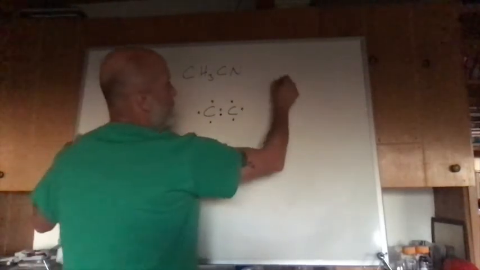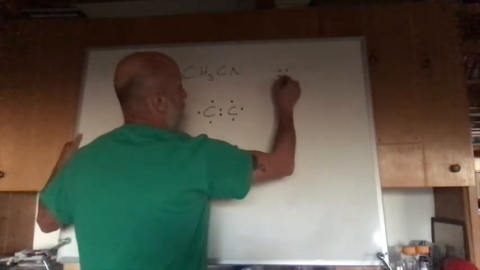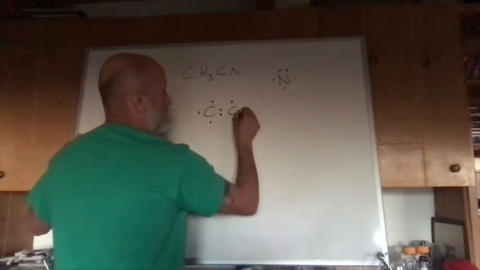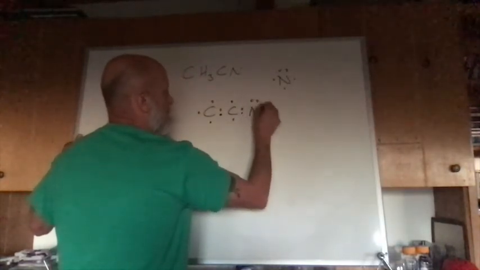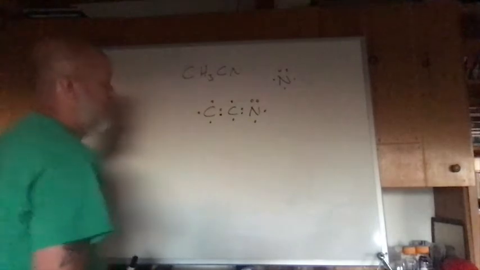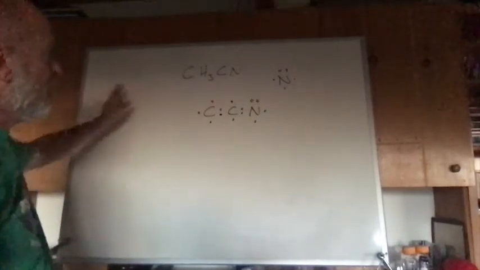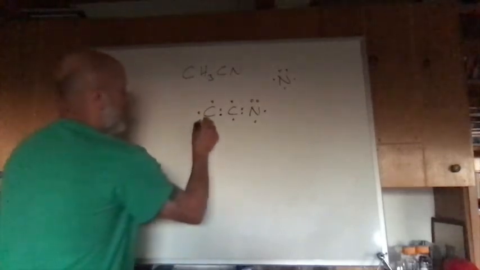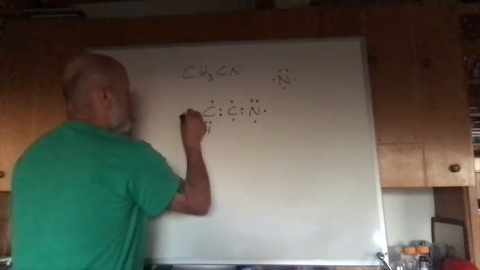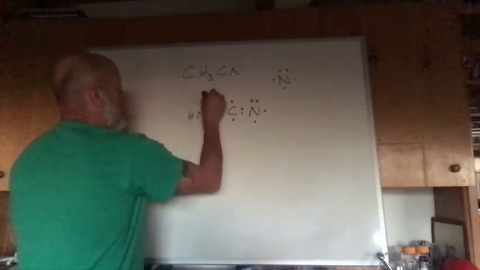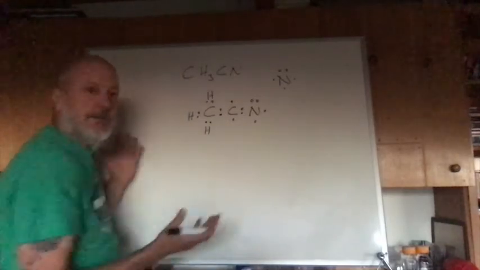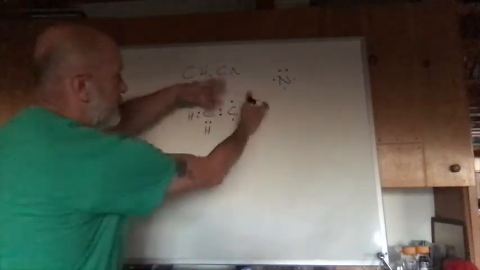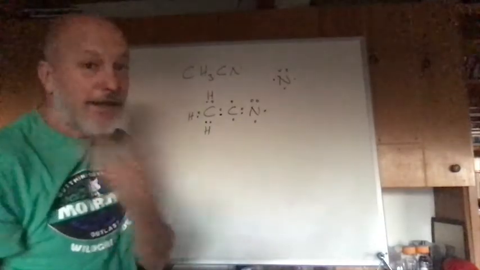Connected to nitrogen, which is, remember, 5 valence electrons. Bring it in and make the connection. And now, what else do we got? We have 3 hydrogens that we're going to attach to this carbon. And that's it. We're out of hydrogens. We could put more hydrogens here to make single bonds, but we don't have them.